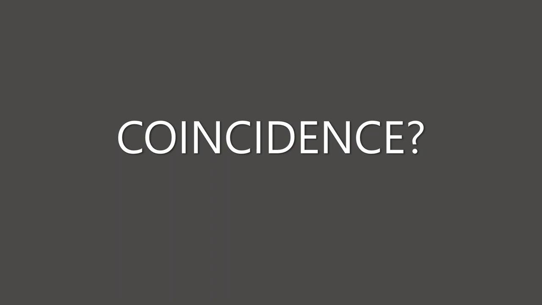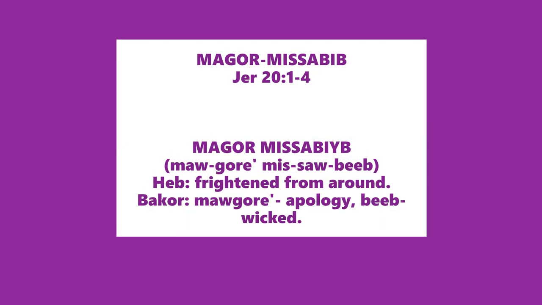What do you think? Then you have in English Pashur Magor Missabib, Jeremiah 20 verse 1 to 4. The actual Hebrew pronunciation is Margori Misabib. Very interesting story. Jeremiah was preaching about the destruction of Jerusalem, the destruction of the temple and all of that. And then a certain priest got him beaten and locked up. So the next day when he was released, he saw the priest. He says, the Most High has given you a new name.